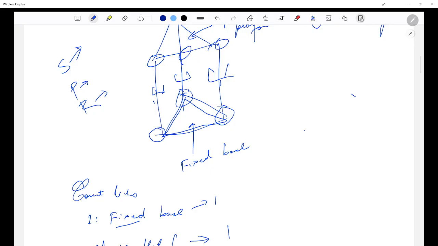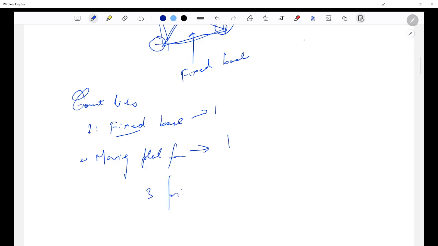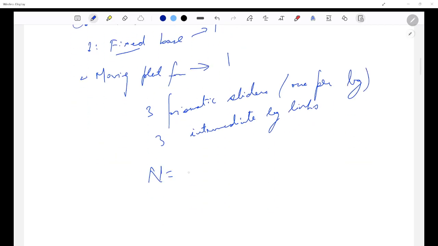And then there are 3 prismatic sliders, one per leg, and then we have three intermediate leg lengths. So our total n is equal to 8.